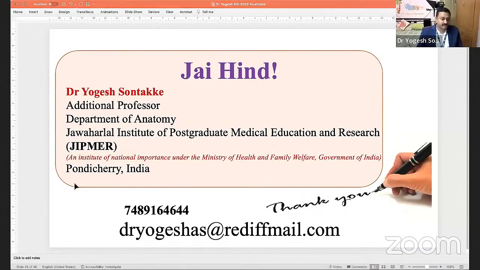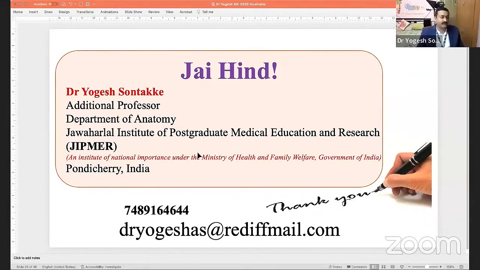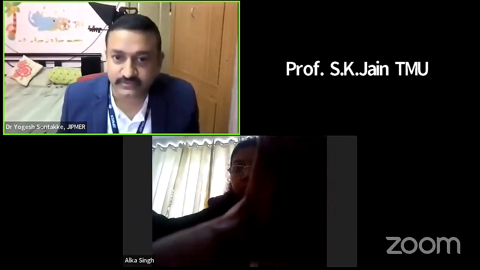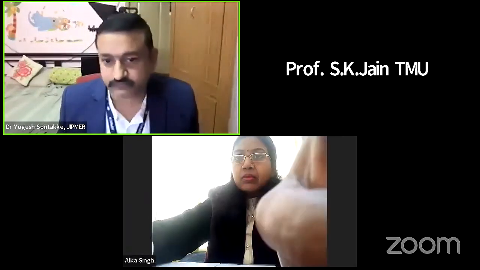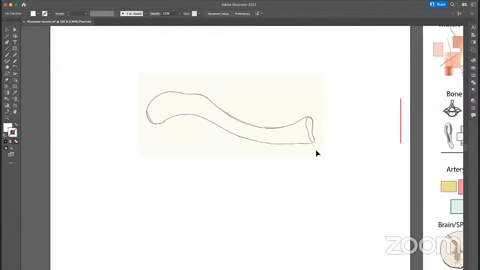So this is that line diagram that I have imported here in Adobe Illustrator. I think this Adobe Illustrator is not visible. I will now share the other software. Is it visible? Yes, sir. I think now the software is visible.